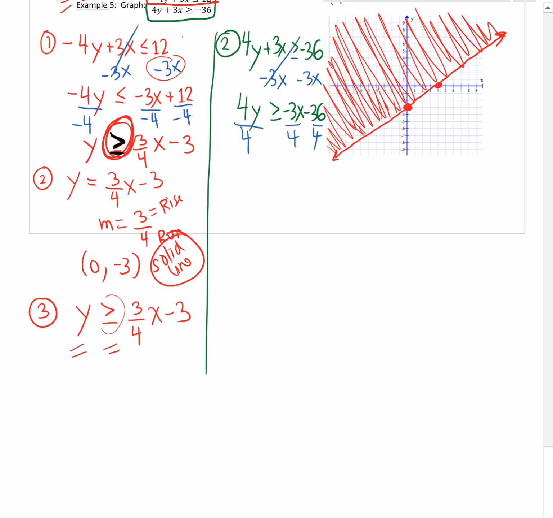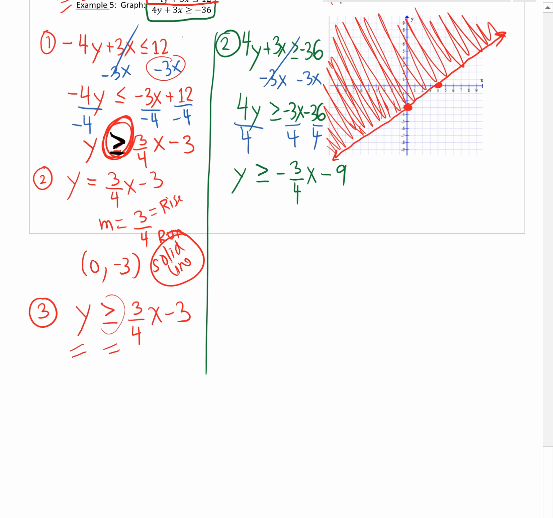But notice in this one I'm dividing by a positive number. In the previous inequality I divided by a negative, which made it so that I had to flip the inequality. This time though I'm dividing by a positive, so there's no need to flip the inequality. And then on the other side, you have a negative 3 over positive 4. That's a negative. I'll just put negative 3/4 x. And then a negative 36 over positive 4. That makes negative 9.